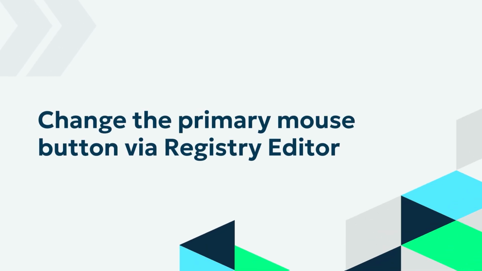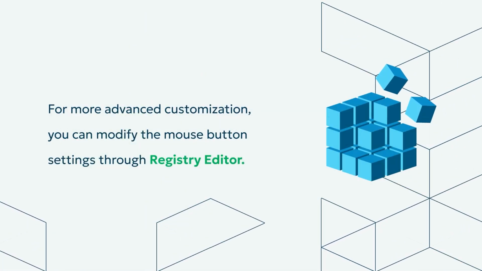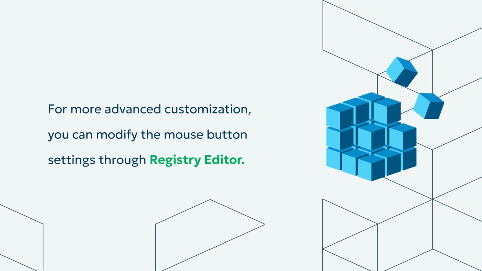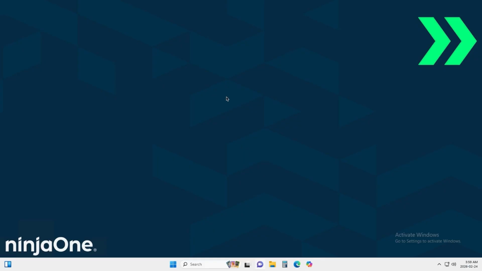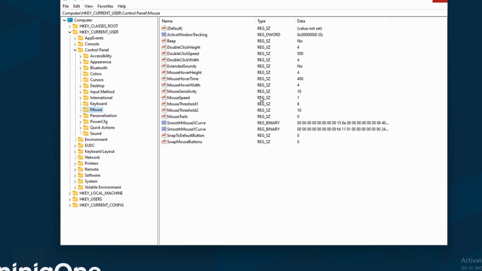Method 3. Change the primary mouse button via Registry Editor. For more advanced customization, you can modify the mouse button settings through Registry Editor. This is perfect for managing multiple devices. Open the Registry Editor by pressing Windows+R, typing regedit, and pressing Enter.